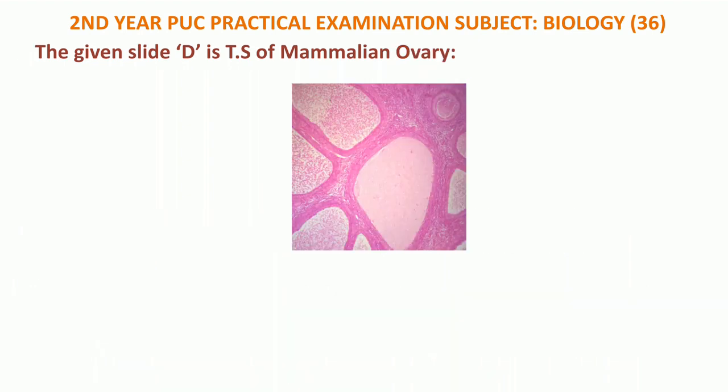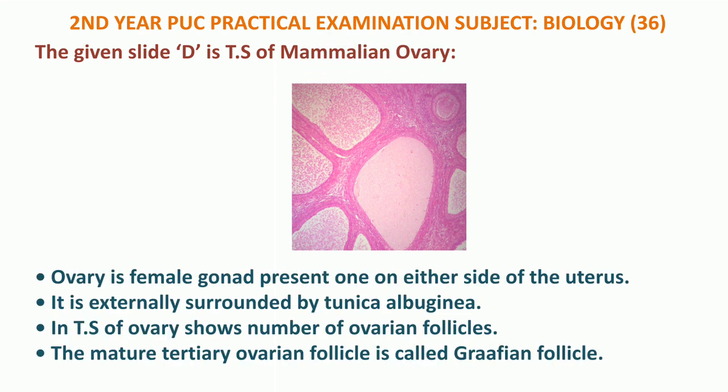Or if they give this slide like TS of mammalian ovary, at this time you should write the points like this: the given slide D is TS of mammalian ovary. It is the identification, it carries 1 mark, and you should write these comments like this: ovary is the female gonad present on either side of the uterus, and it is externally surrounded by tunica albuginea.